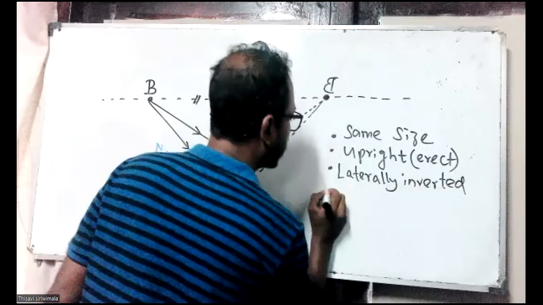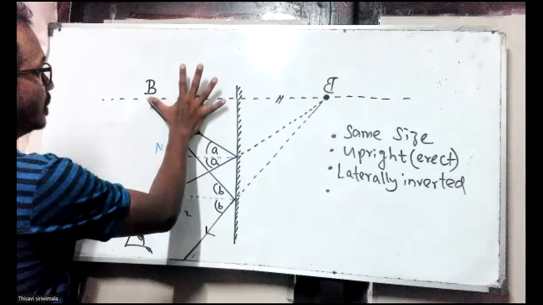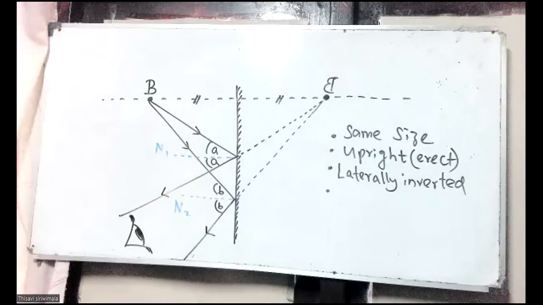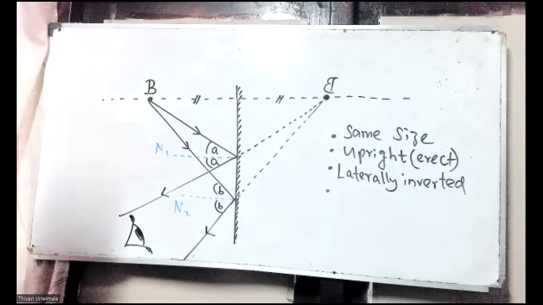Laterally inverted. Then what about this one? This is called the object distance, the distance between the object and the mirror. And this is called the image distance. So both are equal.